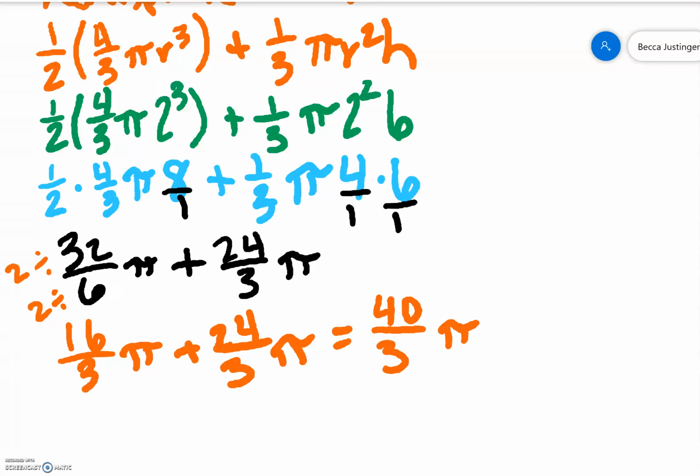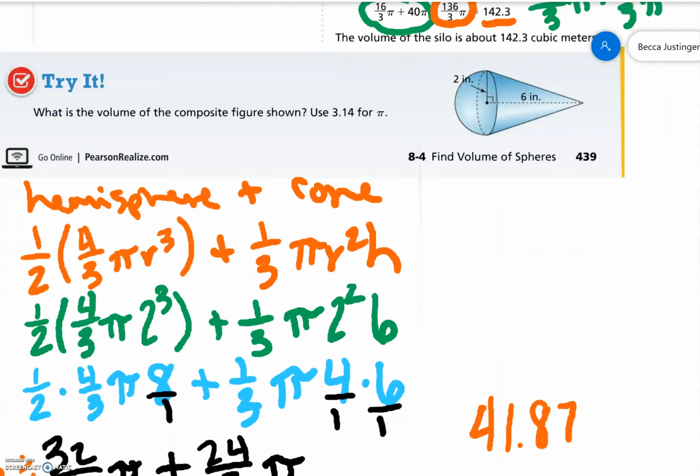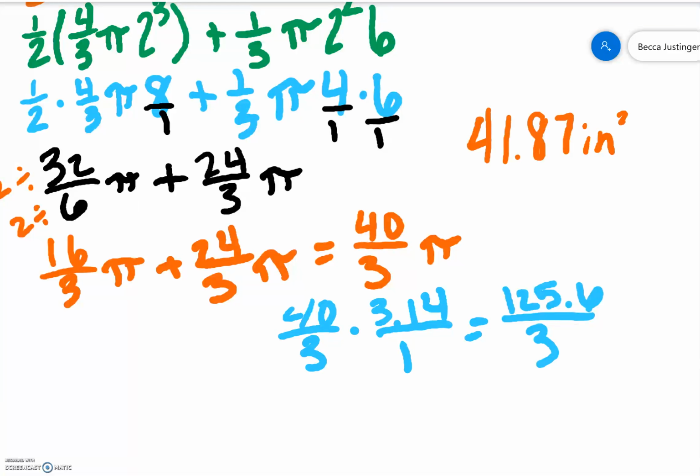So then I do 40 over 3 times 3.14 over 1. 40 times 3.14 equals 125.6 over 3. I divide and I get the answer of 41.87 inches cubed. And I just rounded to the nearest hundredth.